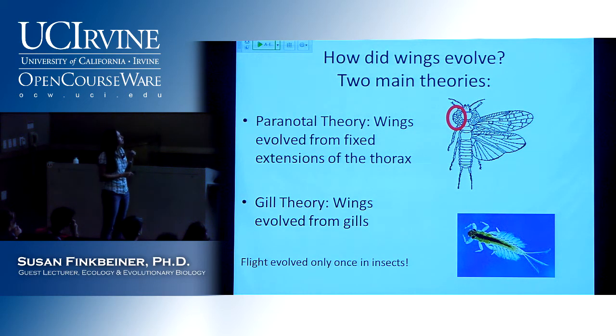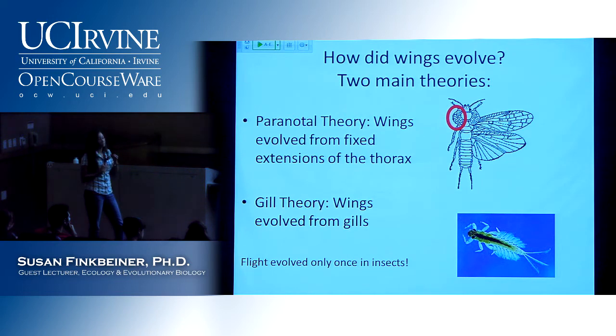So here we have a stonefly, and they still have paranotal lobes on parts of their exoskeleton, which is kind of what I've highlighted here. And here's a mayfly, and you can see they have very prominent gills coming out of the sides of the abdomen. Both of these theories have quite a lot of evidence and support, and each of them could very easily be the reason of how wings evolved. However, it could only be one of these two because flight evolved only once in the insects.